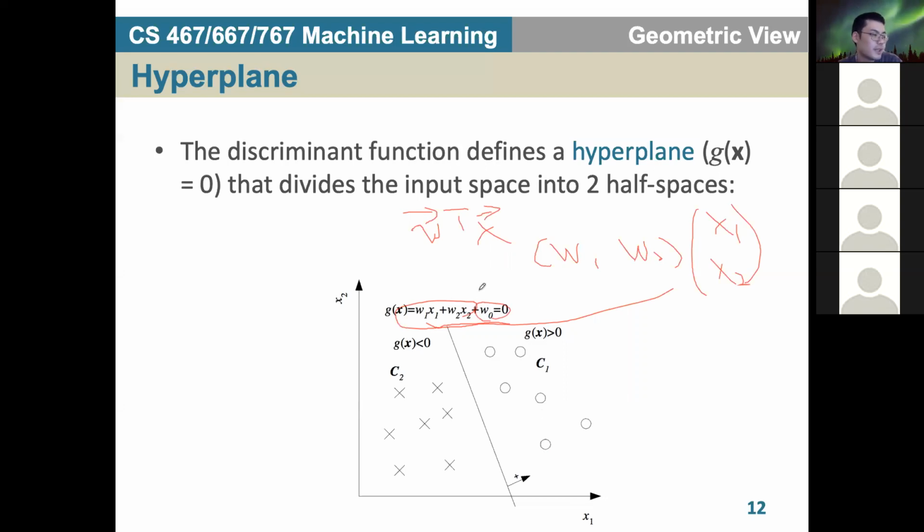It's okay if we don't have bias, if w0 is 0. Then we will be passing through the origin. Because if x1, x2 are 0, then your g(x) is also 0. Okay? So we'll be passing through the origin. So the bias actually determines how far away you are from it. We will see that more in analysis later.